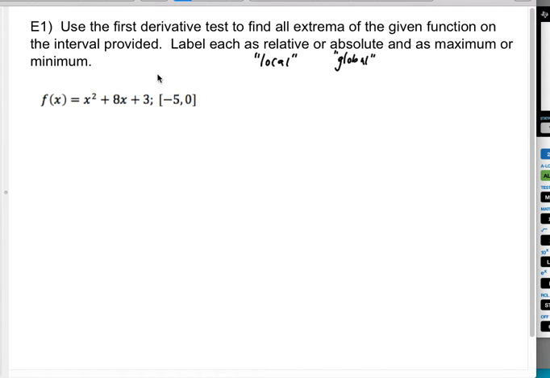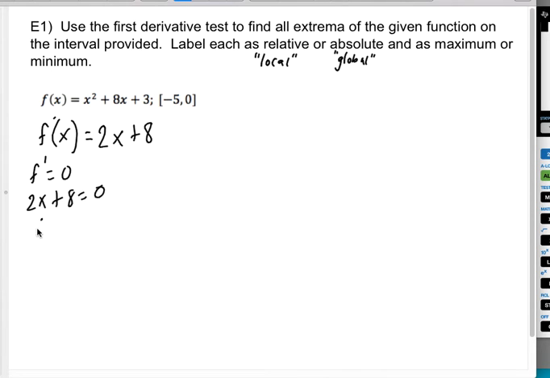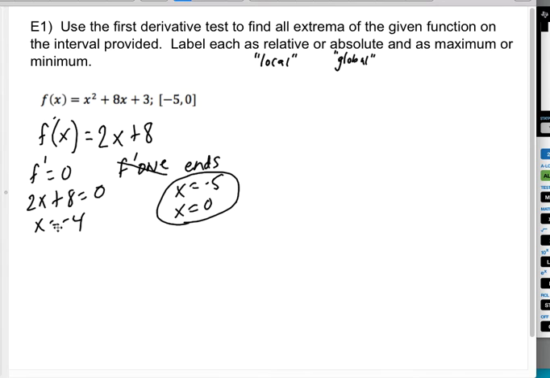So first thing I need, if I want to find extrema, is I need to find the critical numbers, which is going to be when f prime of x is 0 or does not exist. So I find f prime. F prime is going to be 2x plus 8. Which means my critical numbers are either when f prime is 0, which is when 2x plus 8 is 0, so x equals negative 4. When f prime does not exist, which is not an issue because it's a polynomial. And then I have to pay attention to any included endpoints, which in this case are negative 5 and 0. So the numbers that need to show up on my sign chart are 0, negative 5, and negative 4.